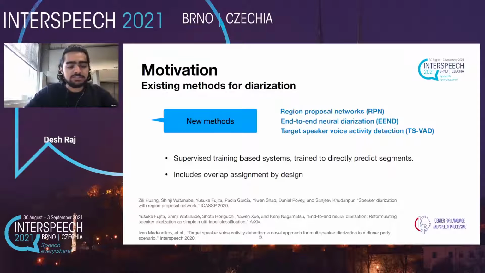There's another new line of research which has become popular, which involves end-to-end trained diarization systems. These are based on supervised training, usually with simulated mixtures, and they include methods such as end-to-end neural diarization, popularly called EEND, region proposal networks, TS-VAD, which helped the STC team win the CHiME-6 challenge last year, and so on. What's special about these systems is that no additional overlap assignment step is needed. These methods inherently include overlap assignment by design.